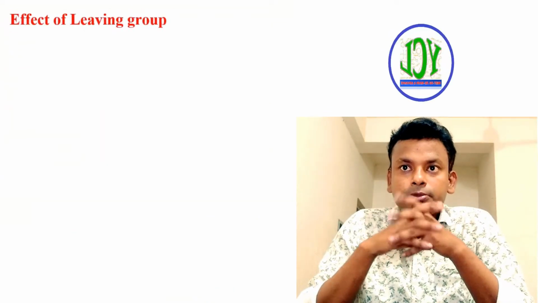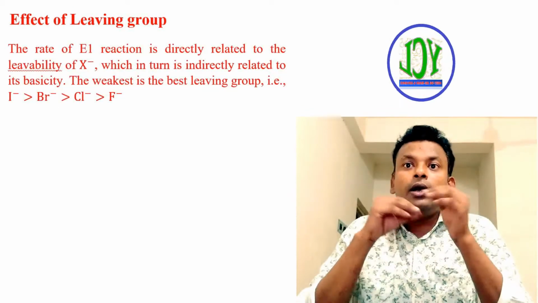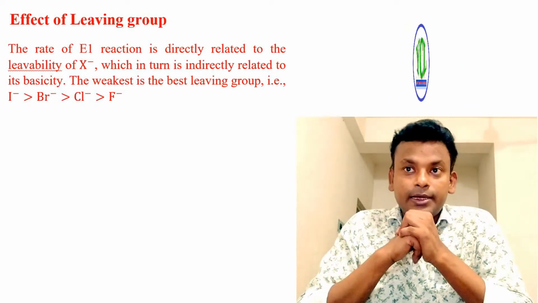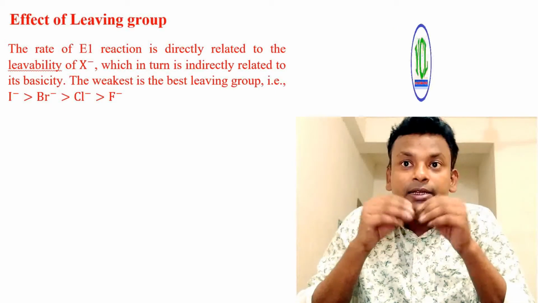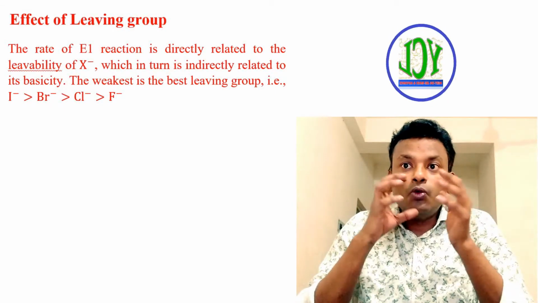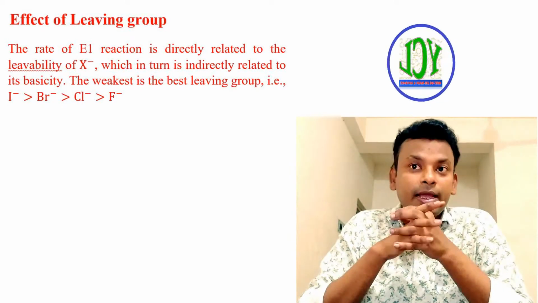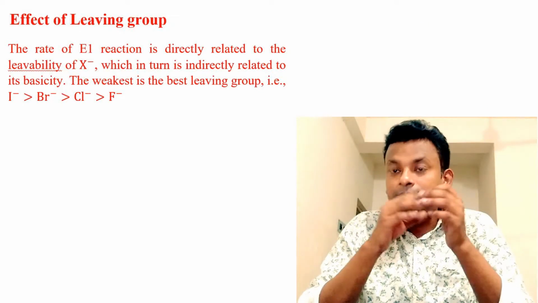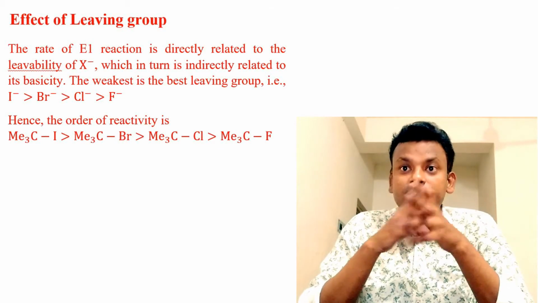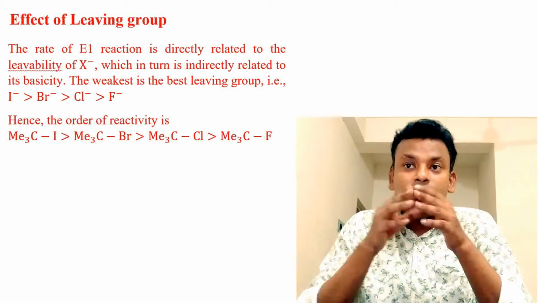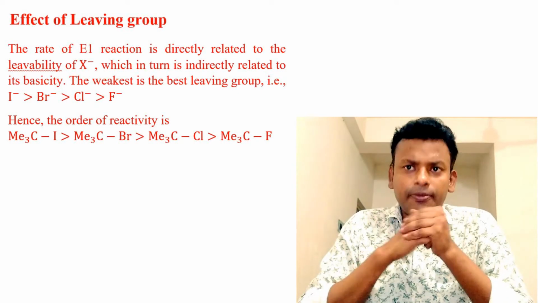Effect of leaving group. The rate of E1 reaction is directly related to the leavability of X negative, that is the halide ion, which in turn is inversely related to its basicity. The best leaving group order is I negative, Br negative, Cl negative and F negative. Hence the order of reactivity is Me3CI greater than Me3CBr greater than Me3CCl greater than Me3CF.